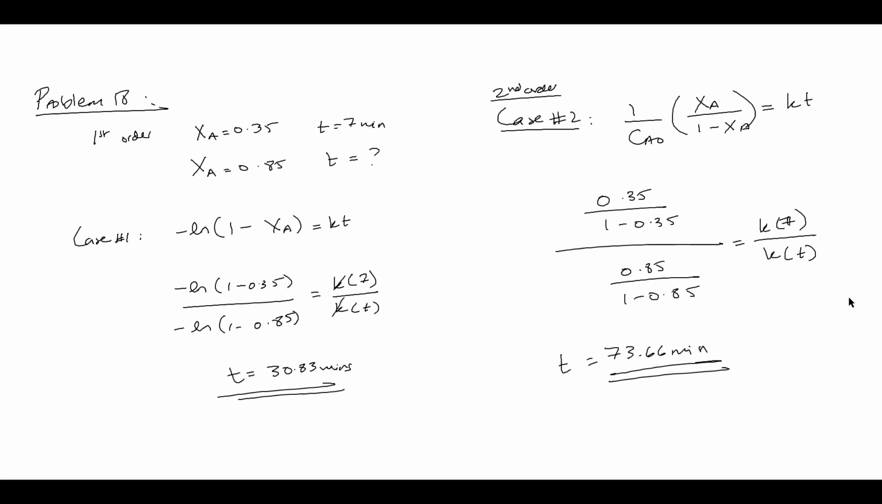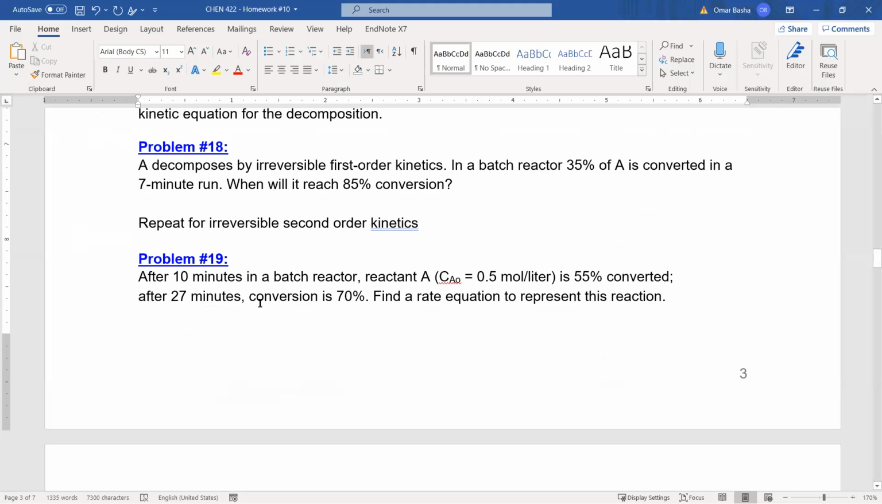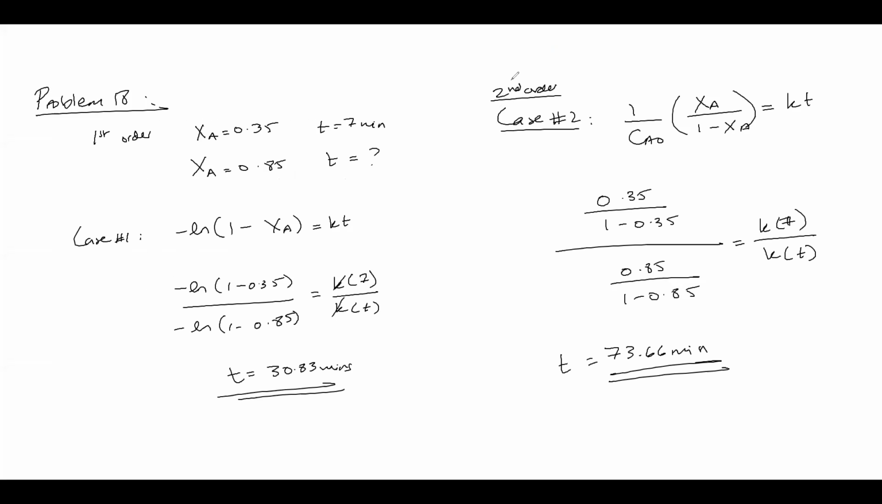Moving on. Problem number 19. After 10 minutes in a batch reactor, reactant A is 55% converted. After 27 minutes, conversion is 70%. Find the rate equation to represent this reaction. Okay, so again, very similar problem. However, now I'm solving not for time, but for another type of expression.